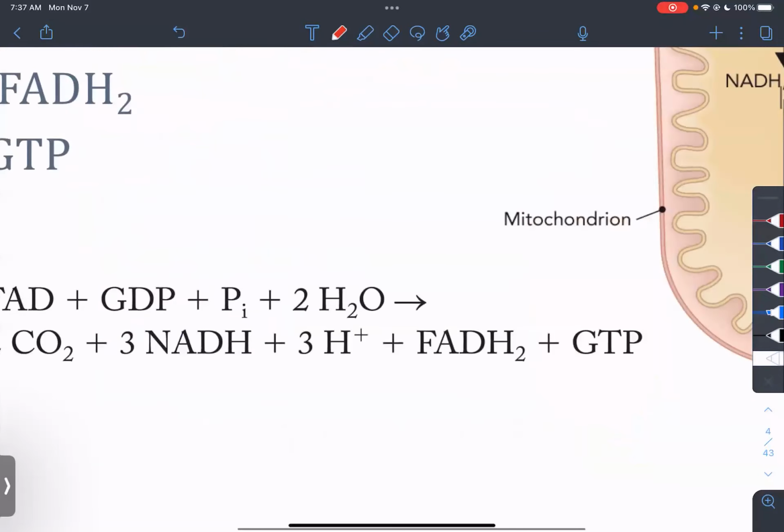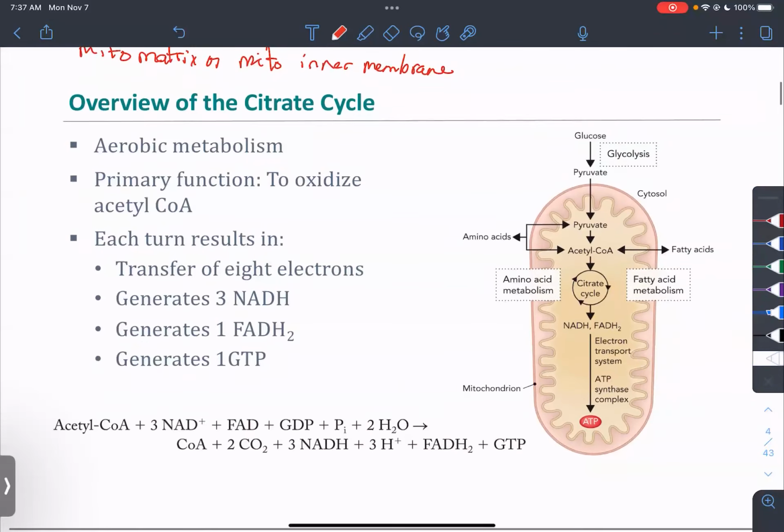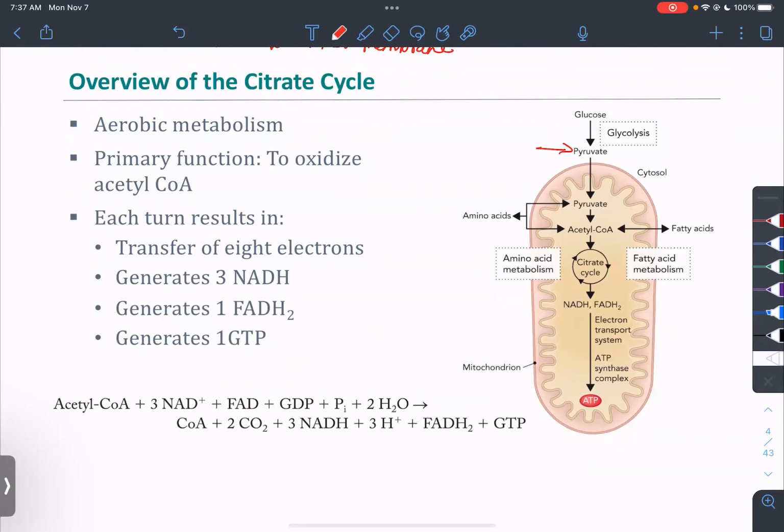So we made pyruvate in the cytosol. We're going to actually transport it into the mitochondria using pyruvate translocase, so that we now have pyruvate inside of the mitochondria. Then we're going to talk about that one reaction where you have to convert pyruvate to acetyl-CoA. Then acetyl-CoA can enter the citrate cycle.